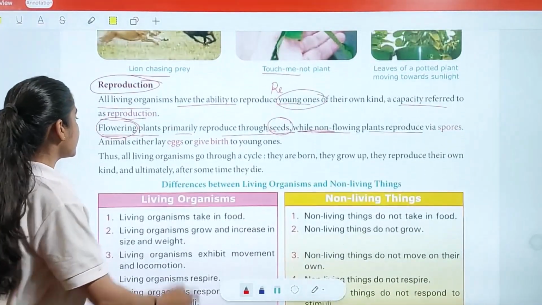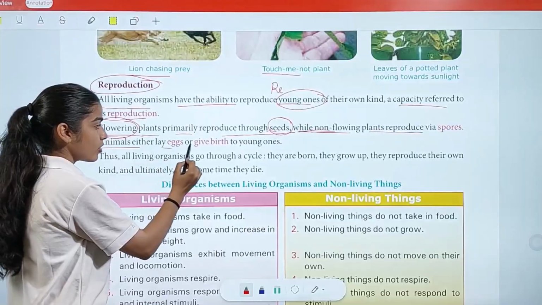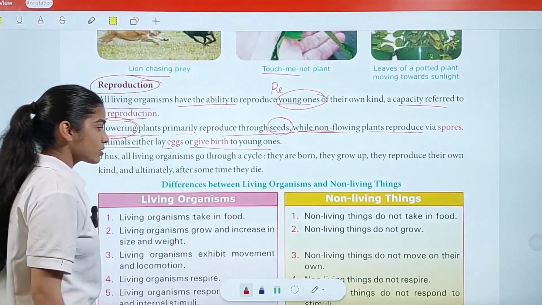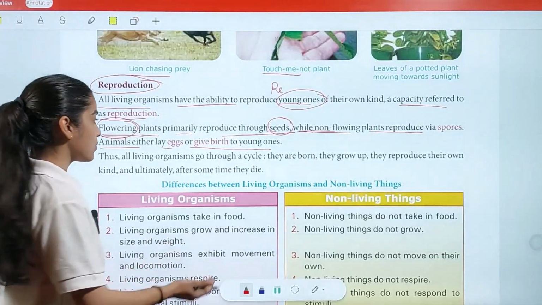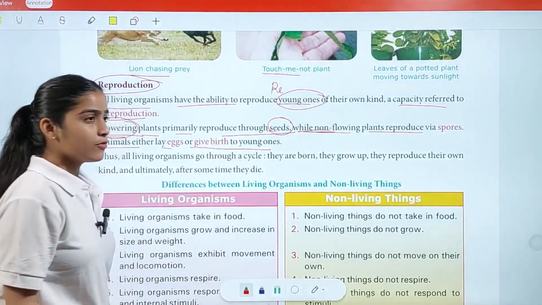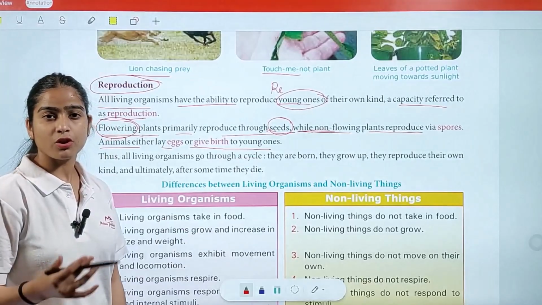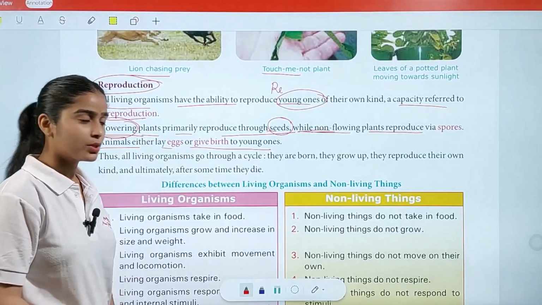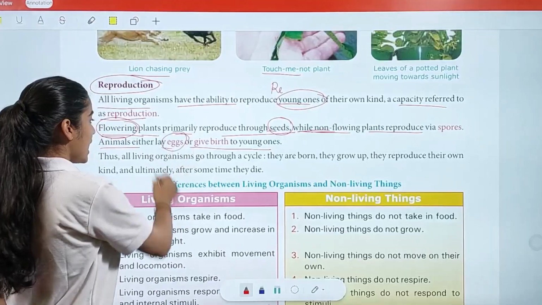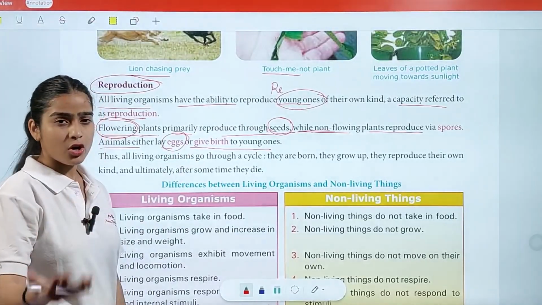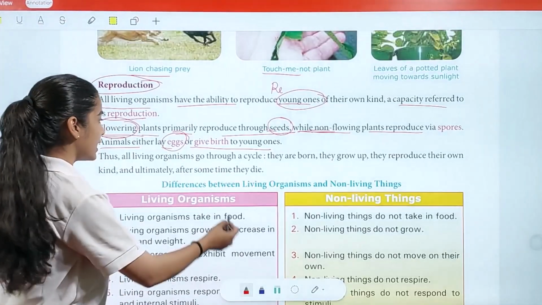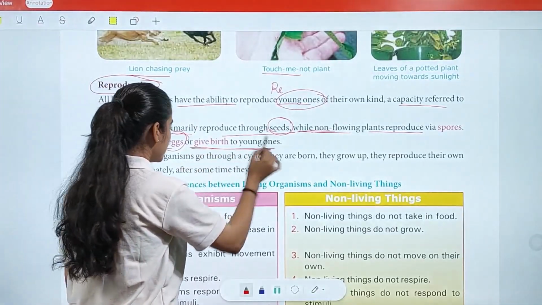Okay. Next, animals either lay eggs or give birth to young ones. Some animals lay eggs and some animals give birth to young ones. For example, your pigeon, your dove, these are birds that generally lay eggs. And for examples like cow, buffalo, dog, cats, these are animals that give birth to young ones.